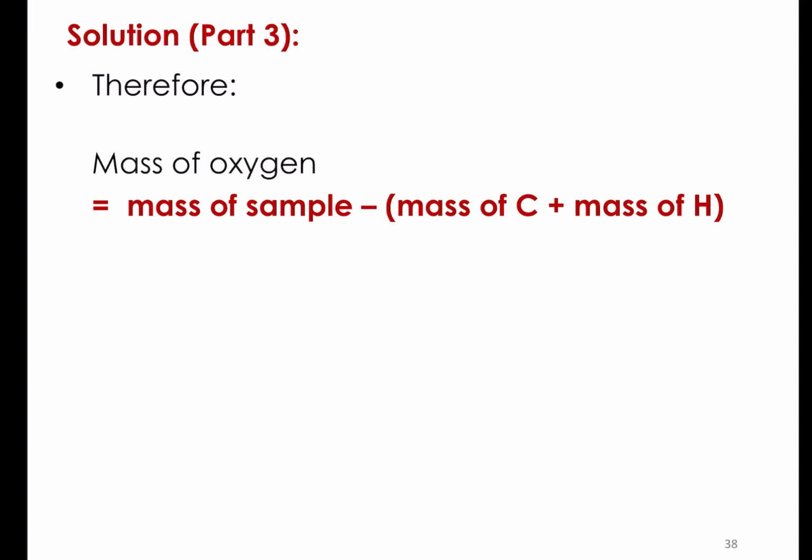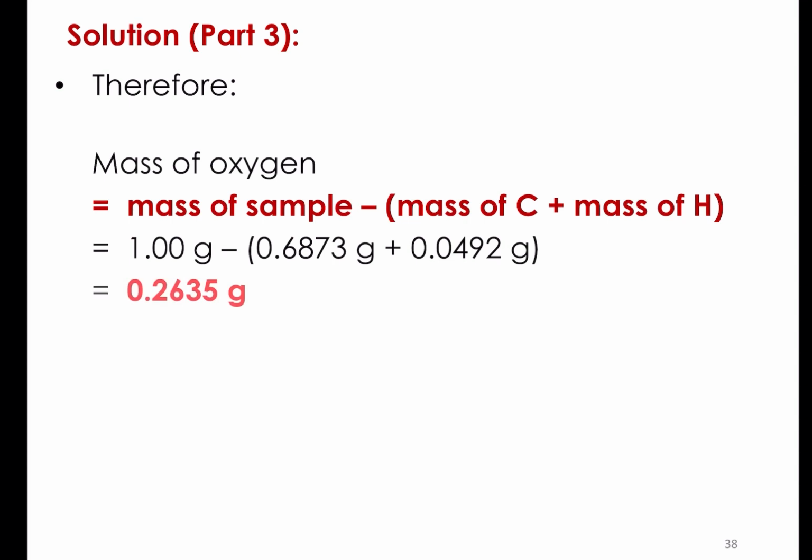So, this is the mass of the sample, in this case compound A, minus the mass of carbon plus the mass of hydrogen that you got from solution part 1 and part 2 respectively. So, the value for the mass of oxygen is 0.2635 gram. This is how you calculate when you get a question based on combustion data. But you have to put it in a mole table based on element.